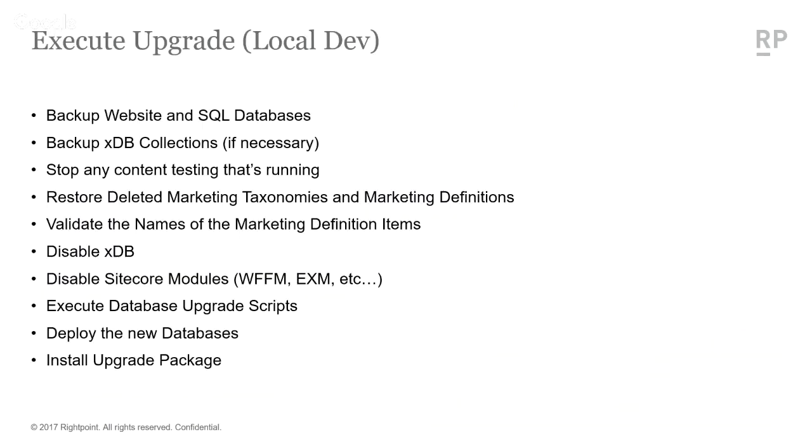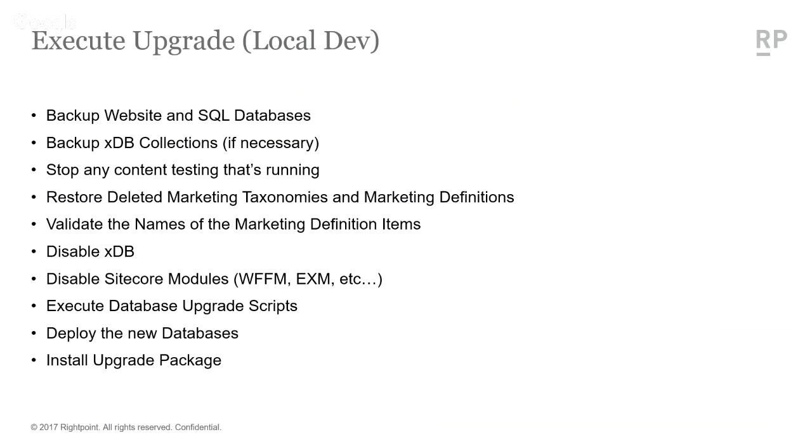Okay, so you've done all your planning. You've done pretty much everything you need to at this point, besides the actual upgrade. When you read through the documentation and realize all the steps that are involved, it really gets very complex. Some of these steps are going to be fairly easy, and some you can do within a few hours or within a day. So, backing up your databases and your collections, updating any settings and configurations to remove or disable modules, disabling your XDB. As part of your upgrade, if you deleted any marketing taxonomy or definitions, you're going to need to restore those.